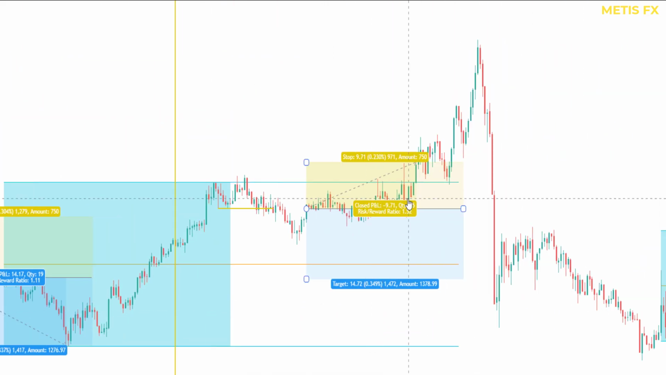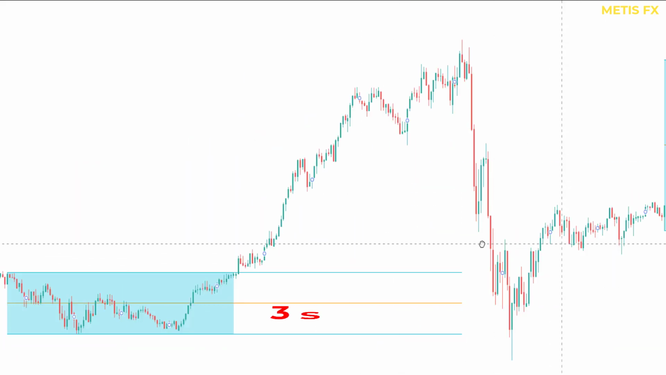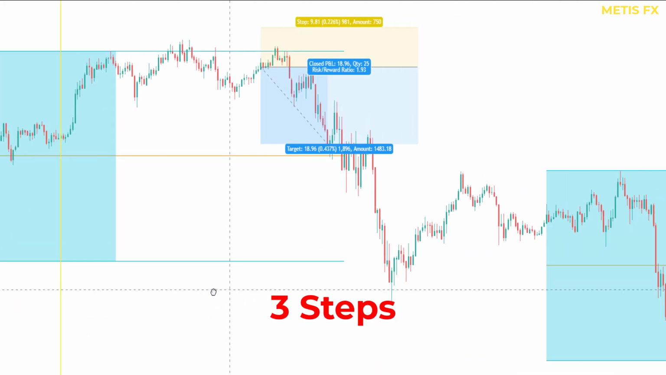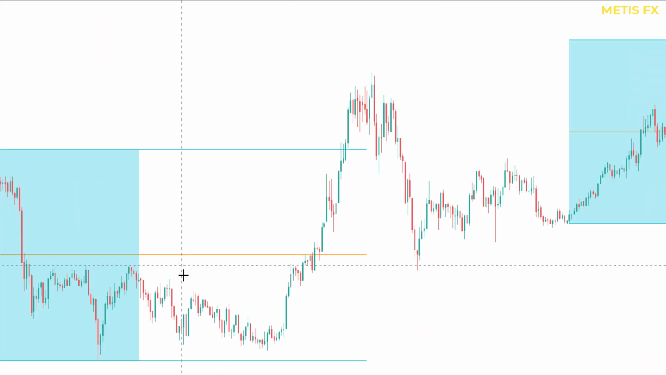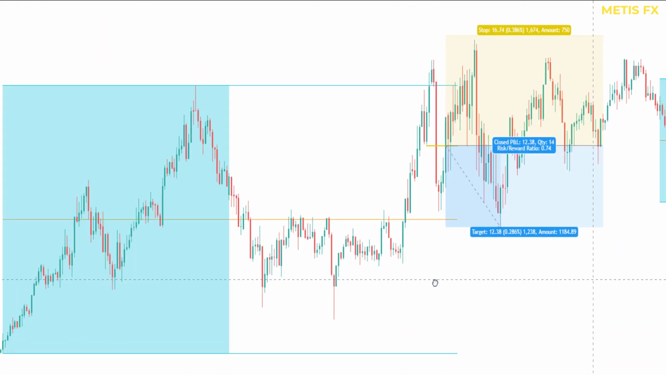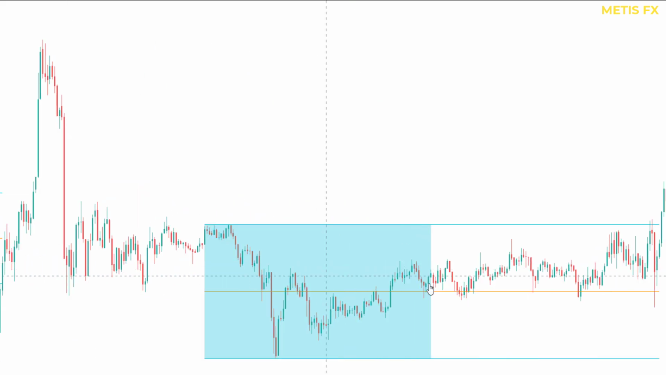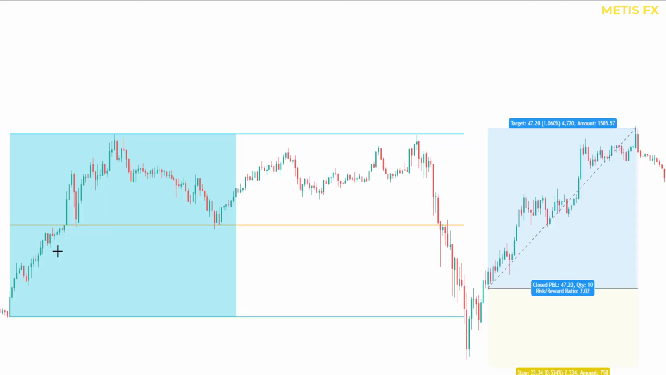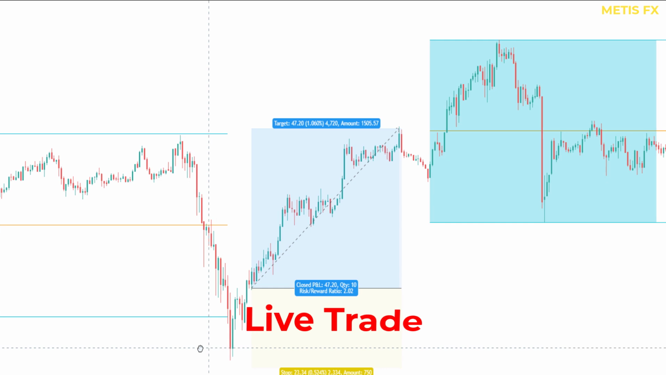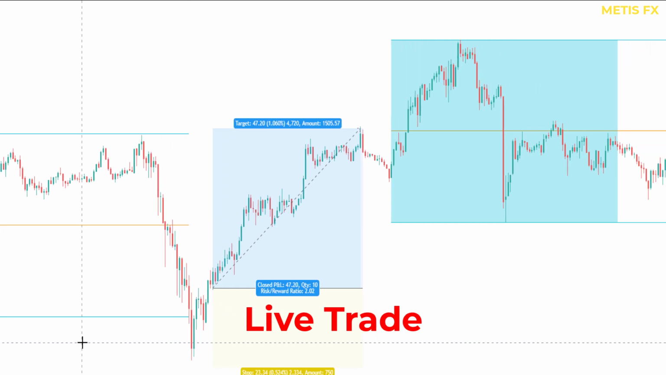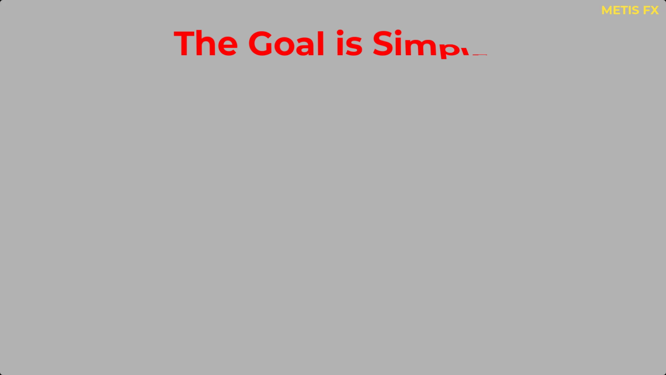In this video, I'll break down the full strategy into 3 clear steps directly on the chart. You'll learn exactly how to execute this strategy, when to enter, where to place your stop, and how to define your targets. And I'm going to show you real trading examples that you can use in real time, candle by candle. The goal is simple.